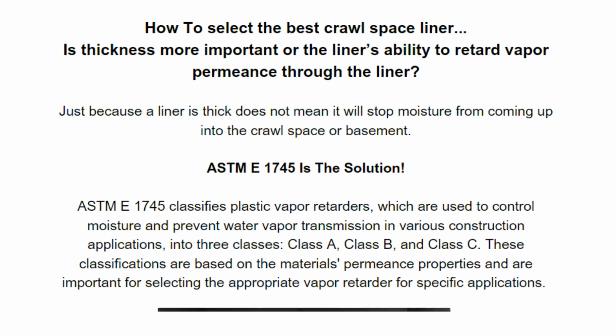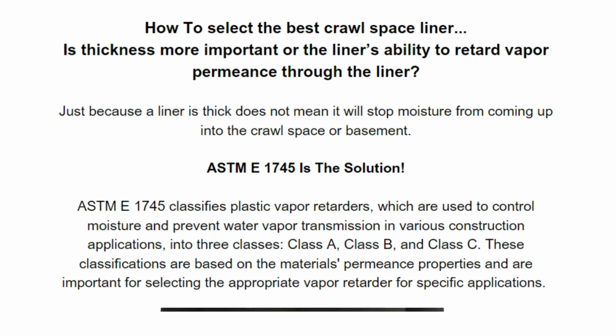various construction applications, into 3 classes: Class A, Class B, and Class C. These classifications are based on the material's permeance properties and are important for selecting the appropriate vapor retarder for specific applications. Class A offers the highest resistance to moisture transmission and is recommended for applications requiring stringent moisture control, such as crawl spaces and basements.